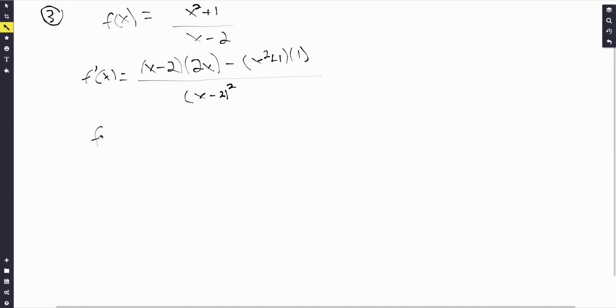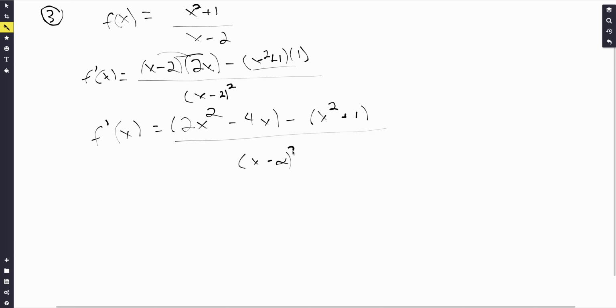Okay, now let's simplify this. Okay, so this would simplify. We'd first distribute these. So this would become 2x squared minus 4x, and this would just be minus x squared plus 1. Yeah. All divided by x minus 2 squared.